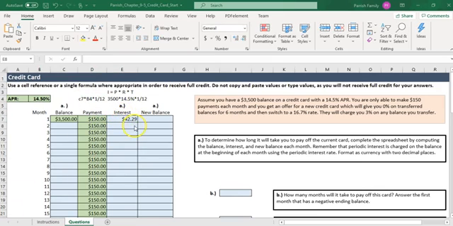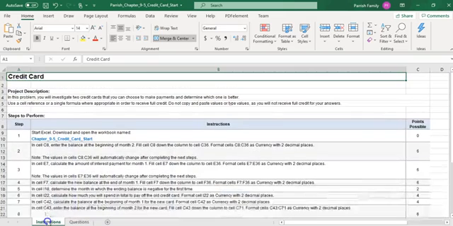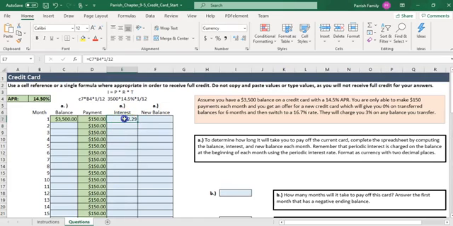Alright, so I got my formula in there and I got $42.29 in interest. And if I look at my instructions and check really quick, they tell me that I need to format that as currency with 2 decimal places. So let's go back and make sure we've got currency and 2 decimal places. That looks good. And so then we're ready to fill things down, but we're going to do something else first.